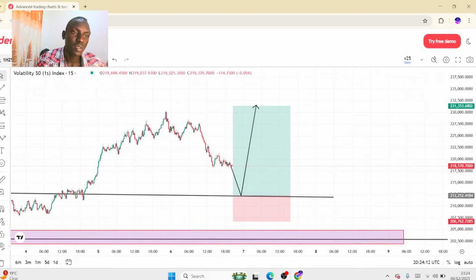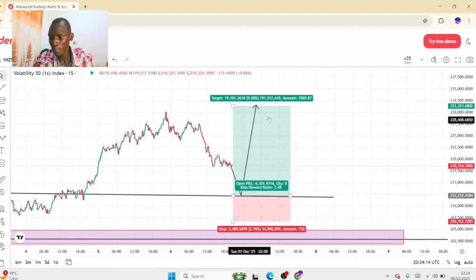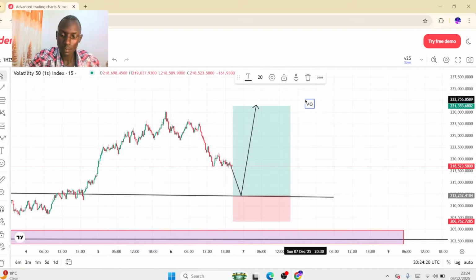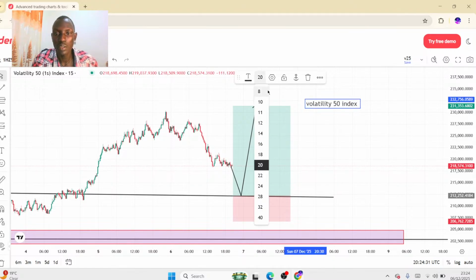Which pair is this? This is Volatility 50. We are trading the Volatility 50 index. That is what we are trading now.